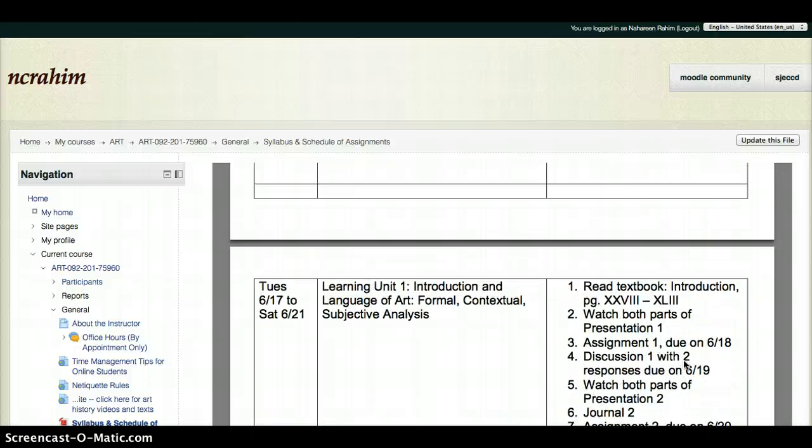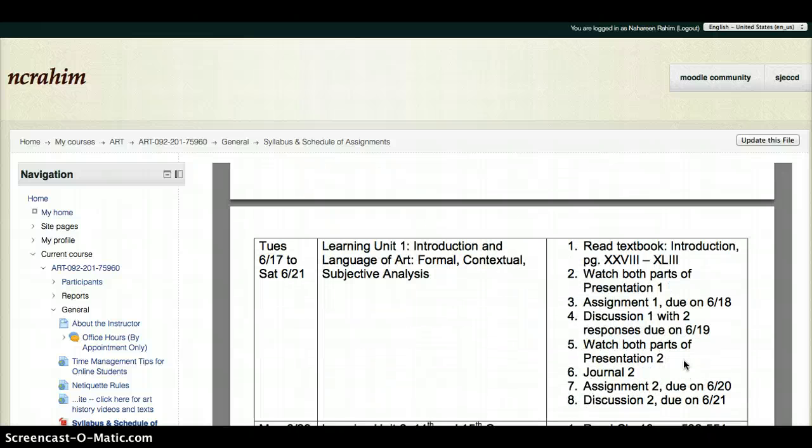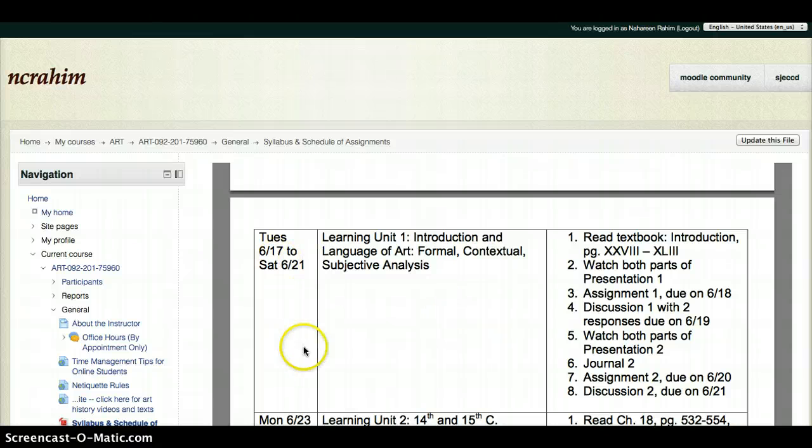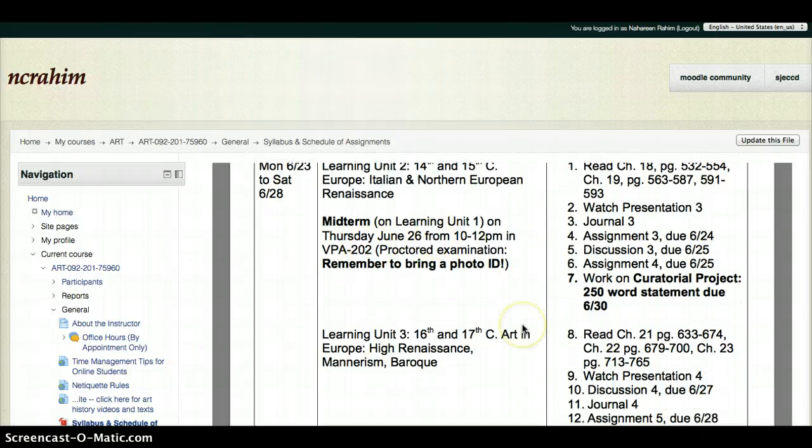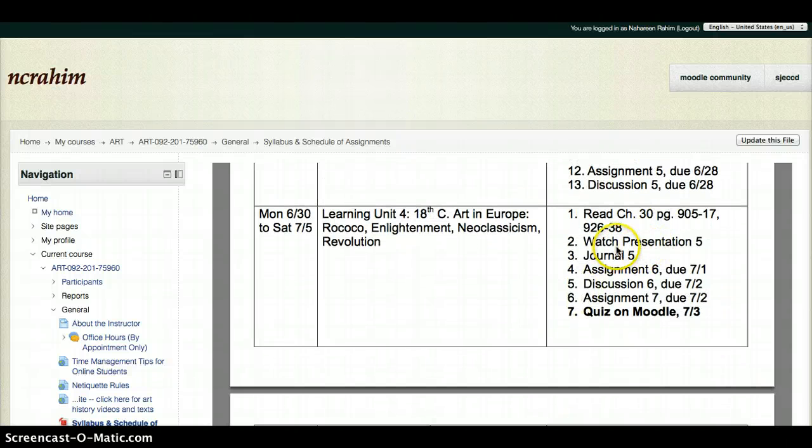So here we have all the assignments and due dates, the different learning units, and the weeks that we're going to be doing that. So here's where you can start to book things into your calendar. So, all of these, the curatorial project 250-word statement due on June 30th, the midterm, the proctored exam, which is Thursday, June 26th. Basically, what you want to do is watch the presentations and do the assignments. And on the assignments, there will be prompts to watch certain videos or read certain texts from the Smart History website. So that's the bulk of your work for the class.